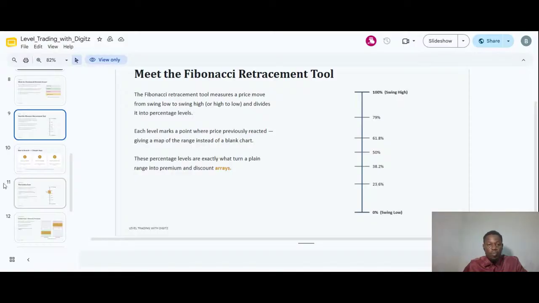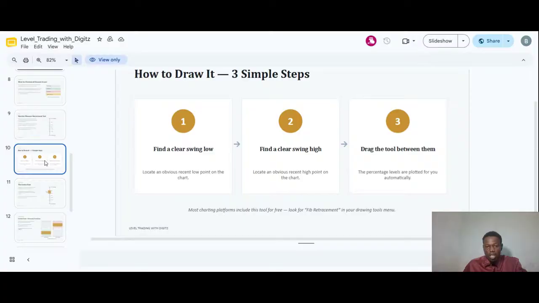Now, let's move on to the next. How do you draw this? How do you use the tool basically? How do you use this Fibonacci retracement tool? Now, it says here, of course, I'll be giving you a practical. It says find a swing high. Find a clear swing low.